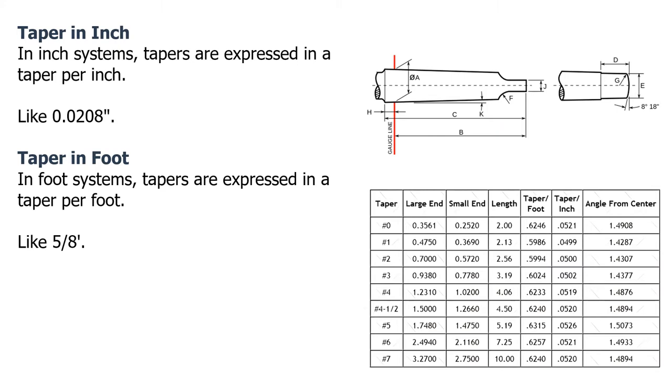As with the metric system, tapers specified in inches can be expressed in taper per unit length, like thousandths of an inch of taper per inch of length, or inches of taper per foot. As we can see in our Morse taper table, the taper is specified in taper per inch.